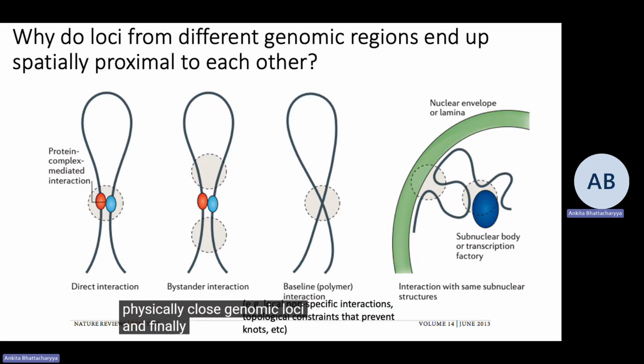And finally, because of interactions with the fixed nuclear landmarks, like the lamina, you can get close proximity of two genomic regions just because they happen to also be, for example, contacting the same nuclear landmark. Again, not necessarily because they're actually physically interacting per se.